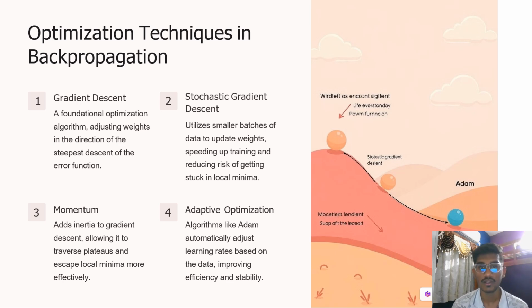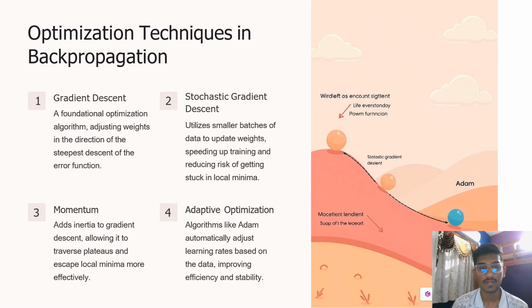And in stochastic gradient descent, we use smaller batches of data to update weights. Based on these updates, the speeding up of training takes place, and it helps reduce the risks from the previous observations and gets an optimized backpropagation technique.